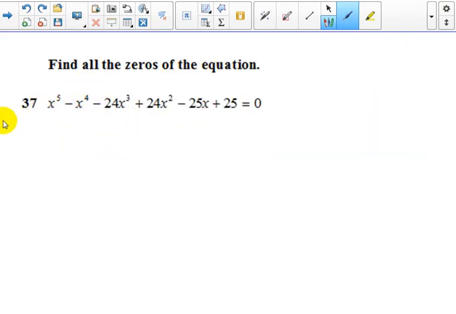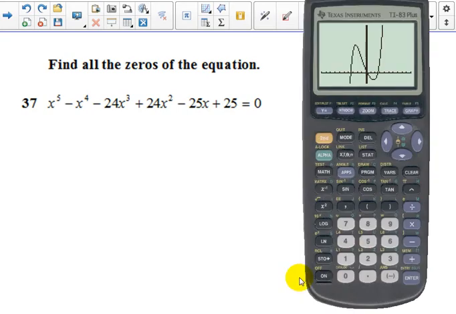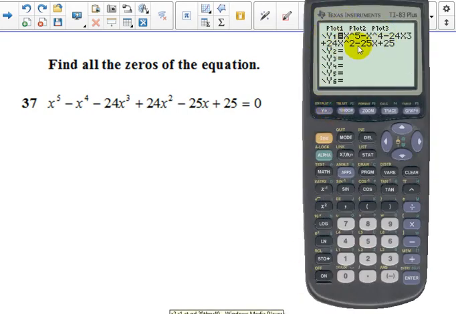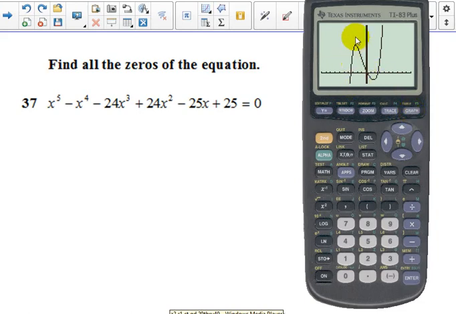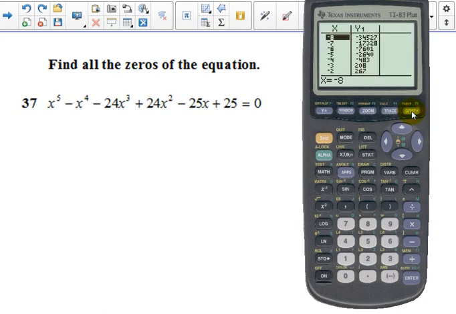37 says find all the zeros of the equation. It's quite a long polynomial, so we're going to plug this into the graphing calculator to get our push start. So when you plug this in to your y equals in the graphing calculator, here it is, and you hit graph, you get this. Now there's your zeros where they cross the x-axis. So you would look at your table to verify. It looks like it's at 0, and those are a little hard to read. Let's look into the table and look for our zeros. And we know 0 was one of them.